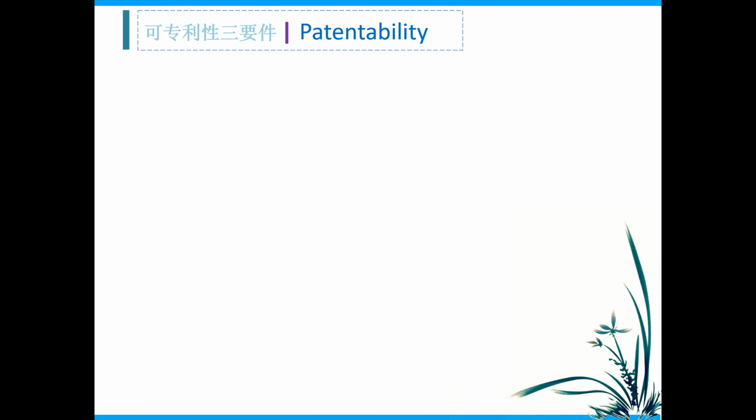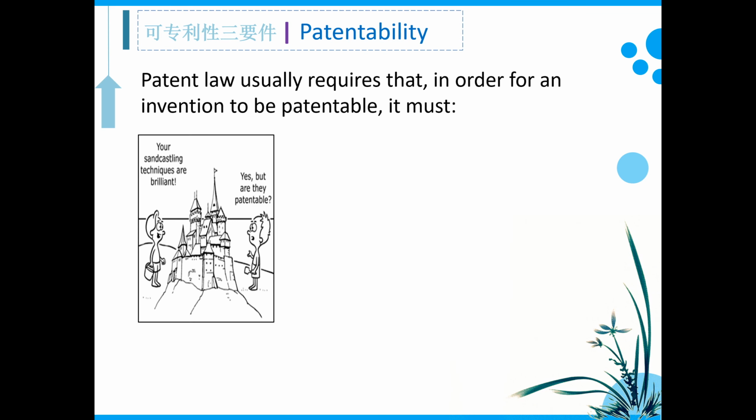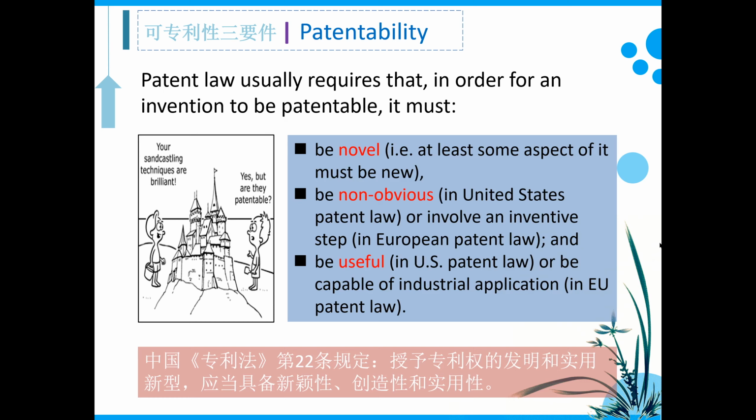In different countries, the lawmakers may pick up different wording to formulate these principles. However, generally speaking, patent law universally would require that in order for an invention to be patentable, it must be novel. It must be new, different from existing technologies.